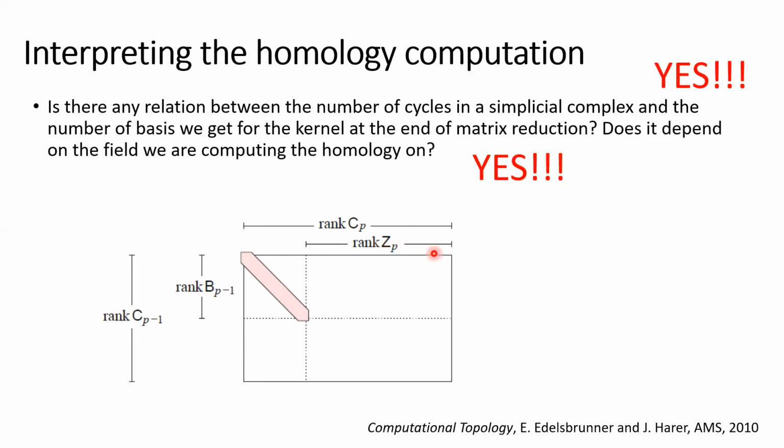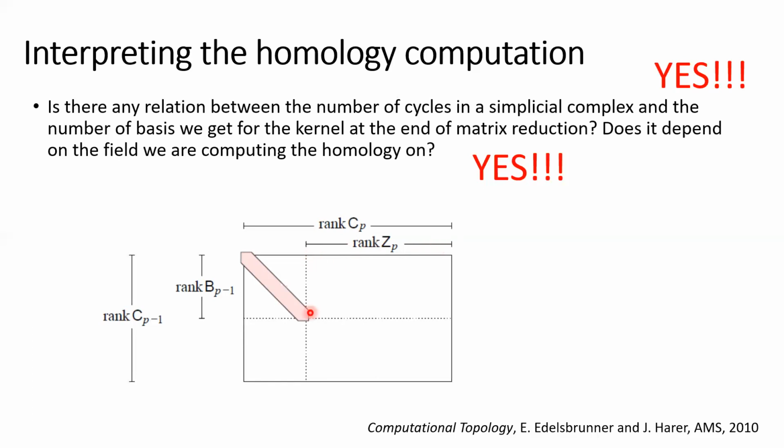In principle, the cycles are, again, linear combinations of all these columns. So for example, if you're doing things over a field and your field is like R or the complex numbers, an infinite field, then you're going to get infinitely many linear combinations.